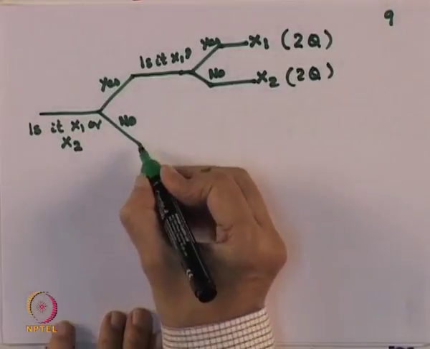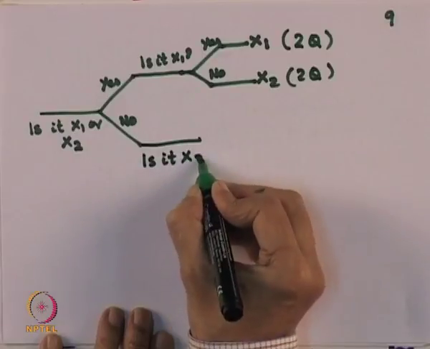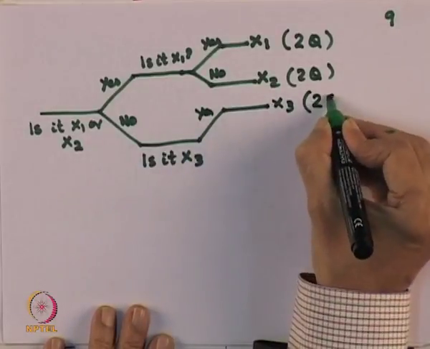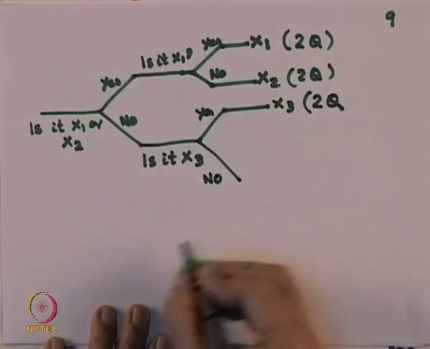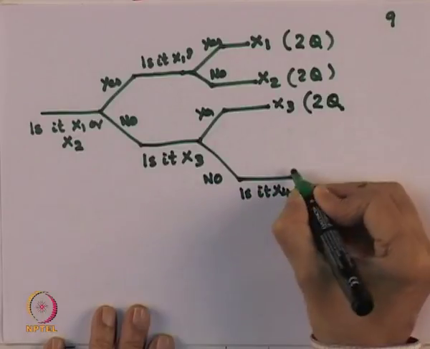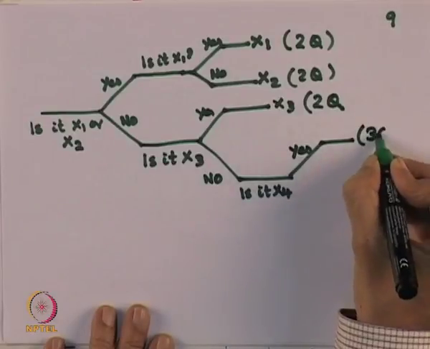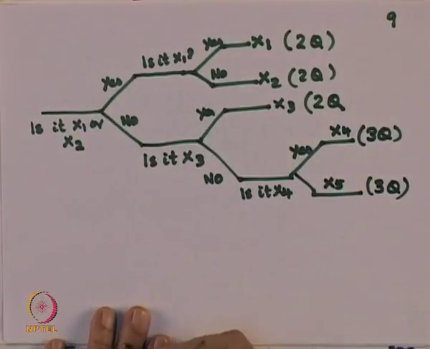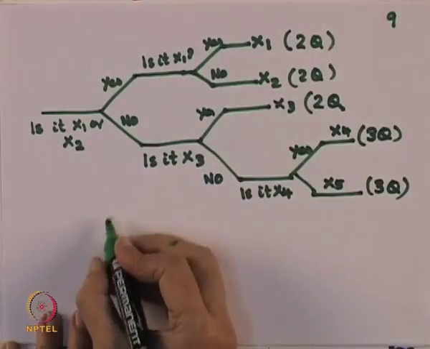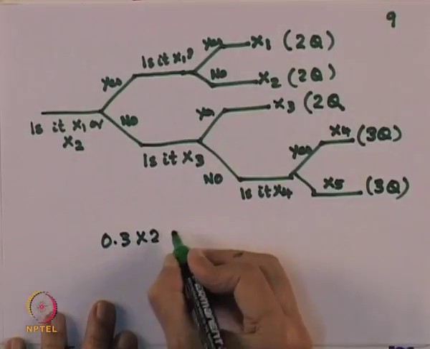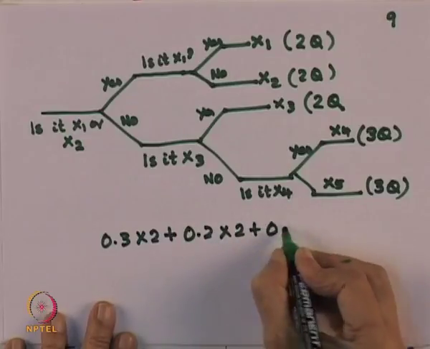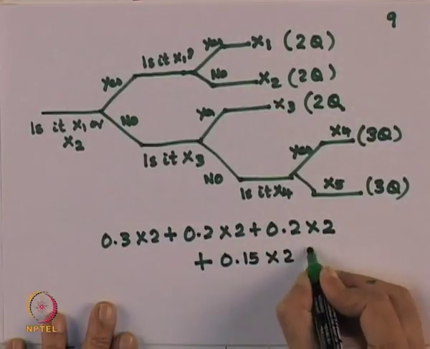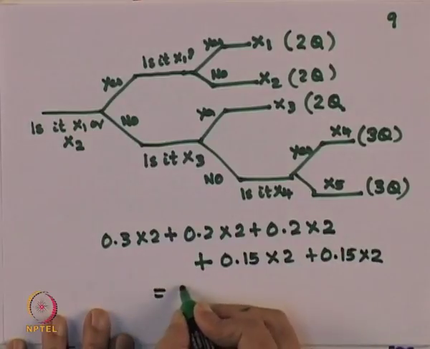If the answer is no, I have x3, x4 or x5, I ask the question, is it x3? Now, if the answer is yes, I get immediately x3 to be the answer, and obviously, I have taken only two questions. If the answer is no, I still have two alternatives. So, I ask, is it x4? If the answer is yes, it is x4. So, I need three questions for x4. If the answer is no, I also need three questions for x5. What is the average number of questions? So, this is 0.3 into 2 plus 0.2 into 2 plus 0.2 into 2 plus 0.15 into 3 plus 0.15 into 3. And this works out to 2.3.